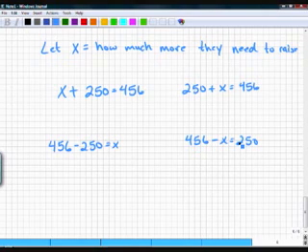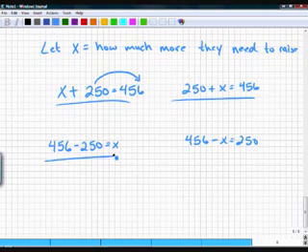Now let's talk about why these are all the same thing. We've already talked about why these two are. If I moved 250 to this side of the equal sign, it would change plus 250 to minus 250, and you would have x equals what? Well, 456 minus 250, which is that. Does that make sense? That's what I was trying to get at. Those two equations are the same because the 250 has just been moved over.